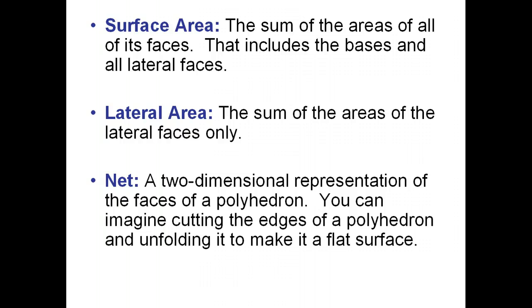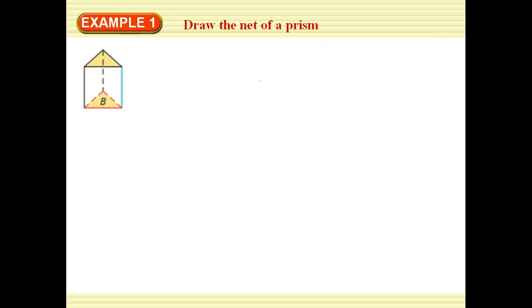We can think of this in terms of what we call a net. A net is a two-dimensional representation of the faces of a polyhedron. If you can imagine cutting along the edges of the polyhedron and unfolding it to make it a flat surface. So, drawing nets. This one is a triangular prism.